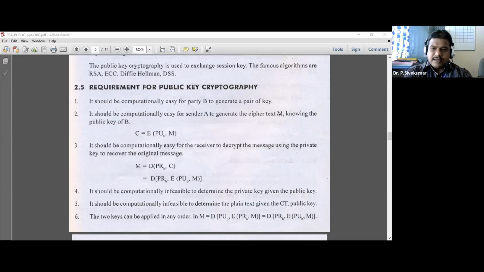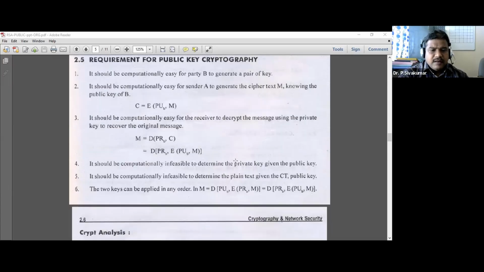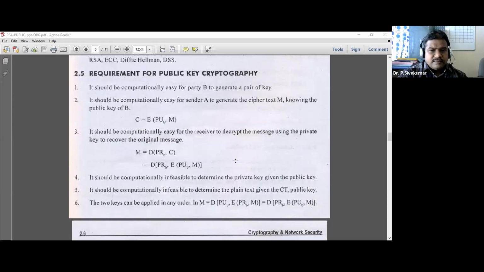So what is the meaning for the attacker? In cryptanalysis, the attacker may know the public key or ciphertext, but it is not possible to determine the plain text and the private key. That is why it is called computationally infeasible, even though the two keys are mathematically related. These are the major requirements: which concepts are computationally easy, and which are computationally infeasible.